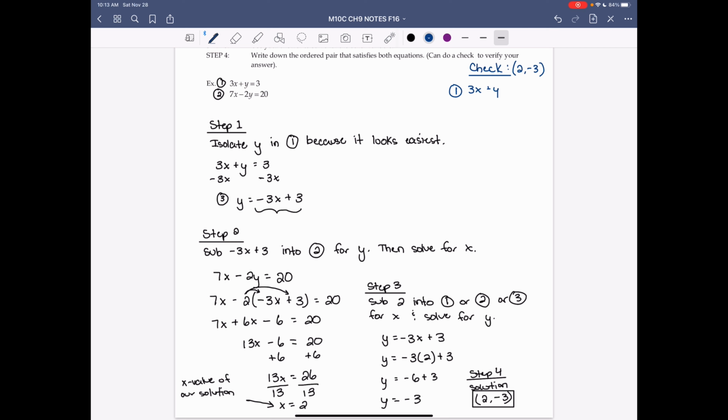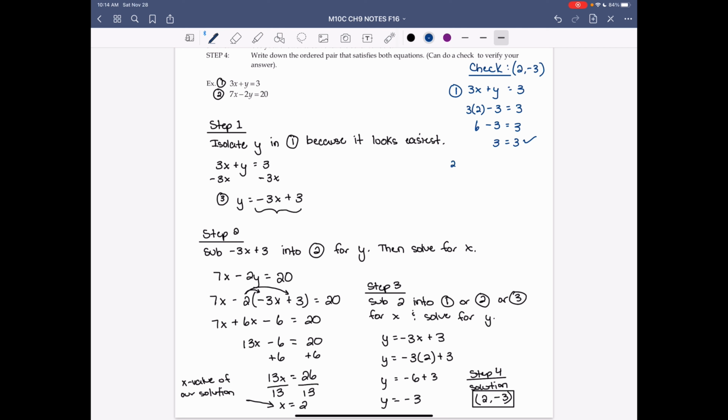3x plus y equals 3. 3 times 2 minus 3 equals 3. 3 times 2 is 6. 6 minus 3 on the left, 3 on the right. 6 minus 3 is 3 equals 3. That's true. So the solution works for equation number 1.